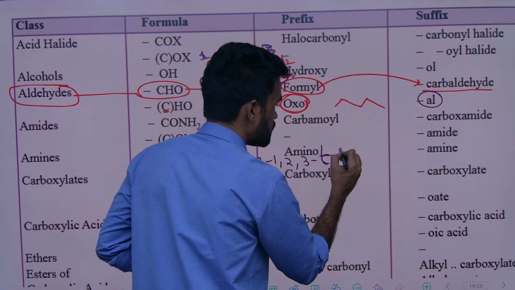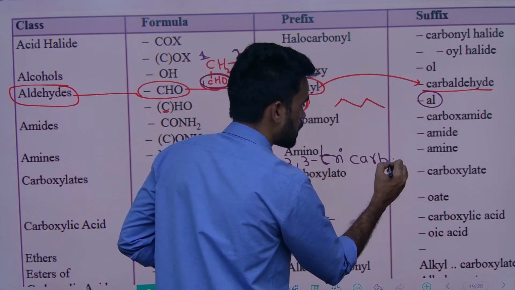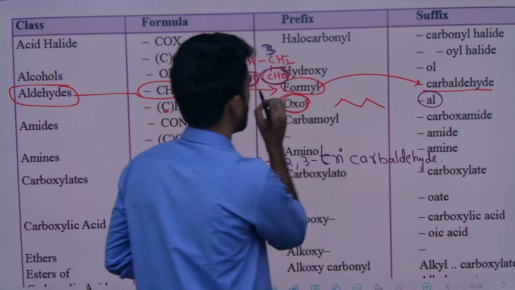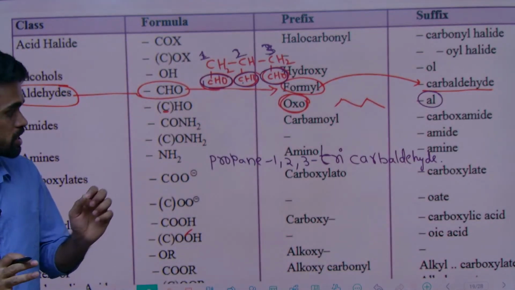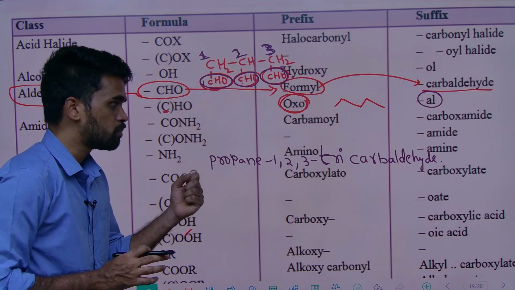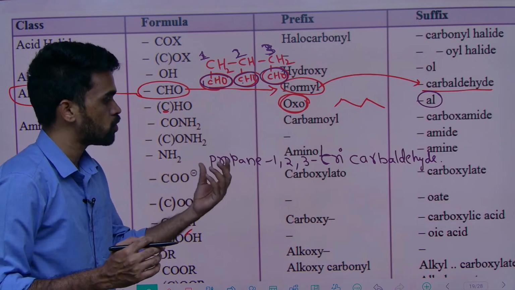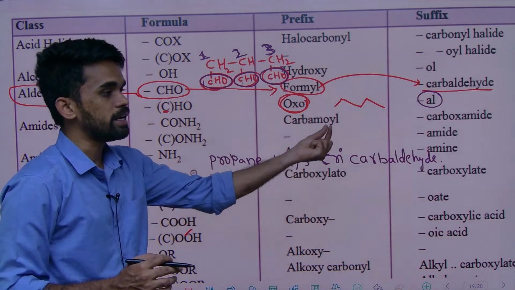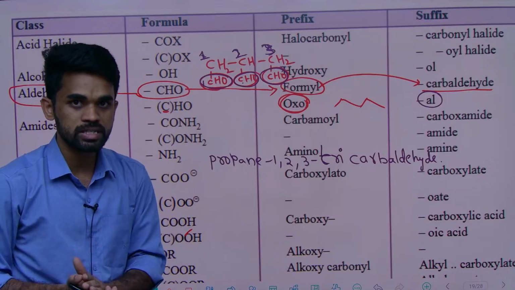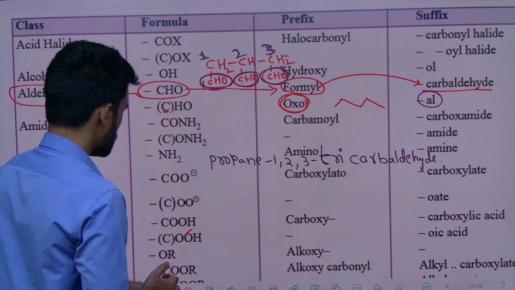What is the name? Tricarbaldehyde. Carbaldehyde. This will be the IUPAC name for the given compound. Okay, hope the discussion is clear. Or you can say 1,2,3-propane tricarbaldehyde, or propane-1,2,3-tricarbaldehyde. Both of them are perfectly correct. Right, let's move forward.